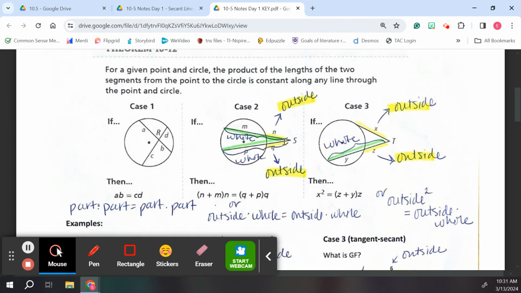Case two is where you have two secant lines that intersect outside at the same point. If you have that, then you have this part N times the quantity M plus N, equals this part Q times the quantity P plus Q. So you're essentially multiplying the sum by the part that's outside. So it's outside times the whole equals outside times the whole. That's what we mean here.